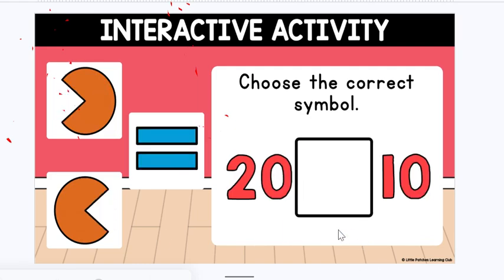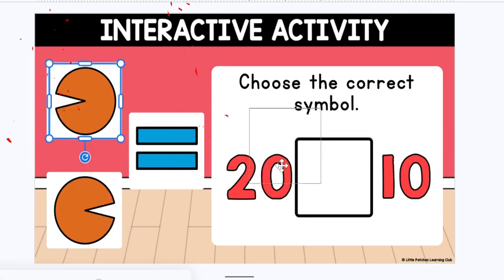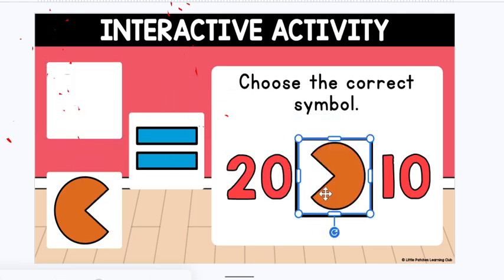What about this one? 20 is greater than, equal to, or less than 10. Remember the big number eats the little number. So the alligator or the Pac-Man is eating the big number and the point right here is pointing to the little number. Okay? So 20 is greater than 10.